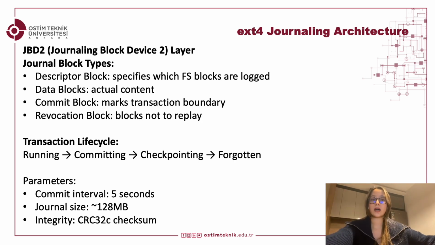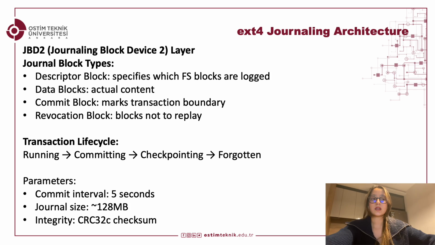ext4 is the most widely used Linux file system, performing journaling through the JBD2 layer. The journal is a circular buffer containing 4 block types. Descriptor blocks specify which file system blocks are logged. Data blocks hold actual content. Commit blocks mark transaction boundaries, and revocation blocks indicate blocks not to replay during recovery.